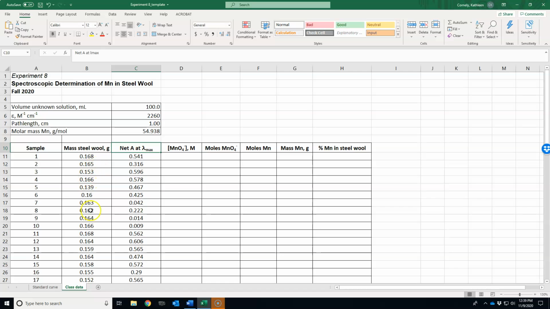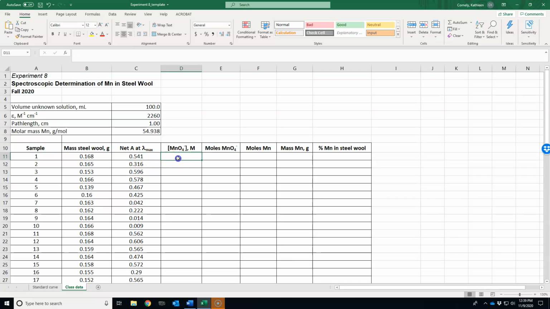I have not formatted this at all, so you should think about how you want to format. See, it says just general up here, and it says just general up here. So think about how you want to format the mass data and the absorbance at the lambda max. This is net absorbance. So the student values right here are the absorbances, and the absorbances of the blanks have already been subtracted. So you don't have to do that.